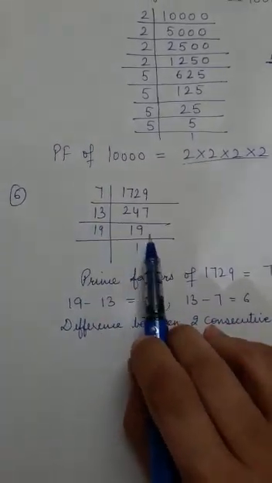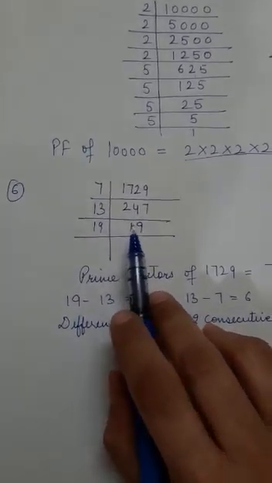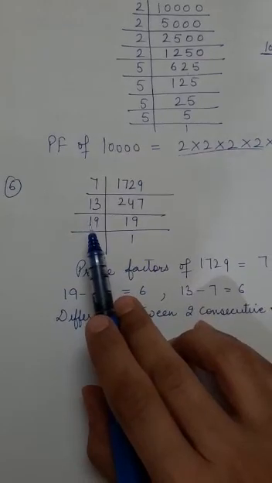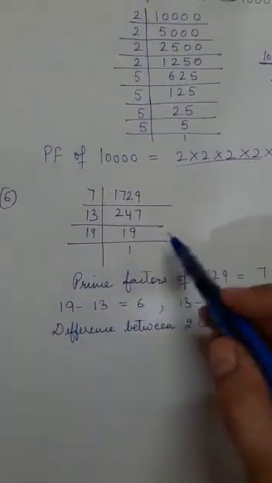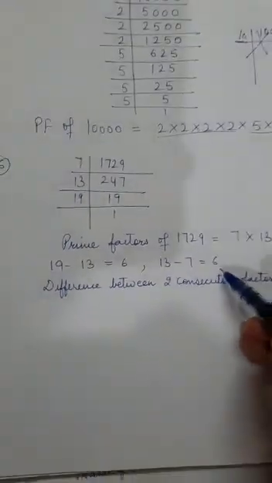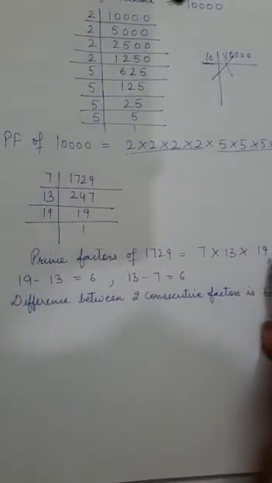Now 19 is left at the last. 19 itself is a prime number, so it will be divisible only by its own table, that is 19. So 19 ones are 19. So now the prime factors of 1729 I have got as 7 multiplied by 13 multiplied by 19.